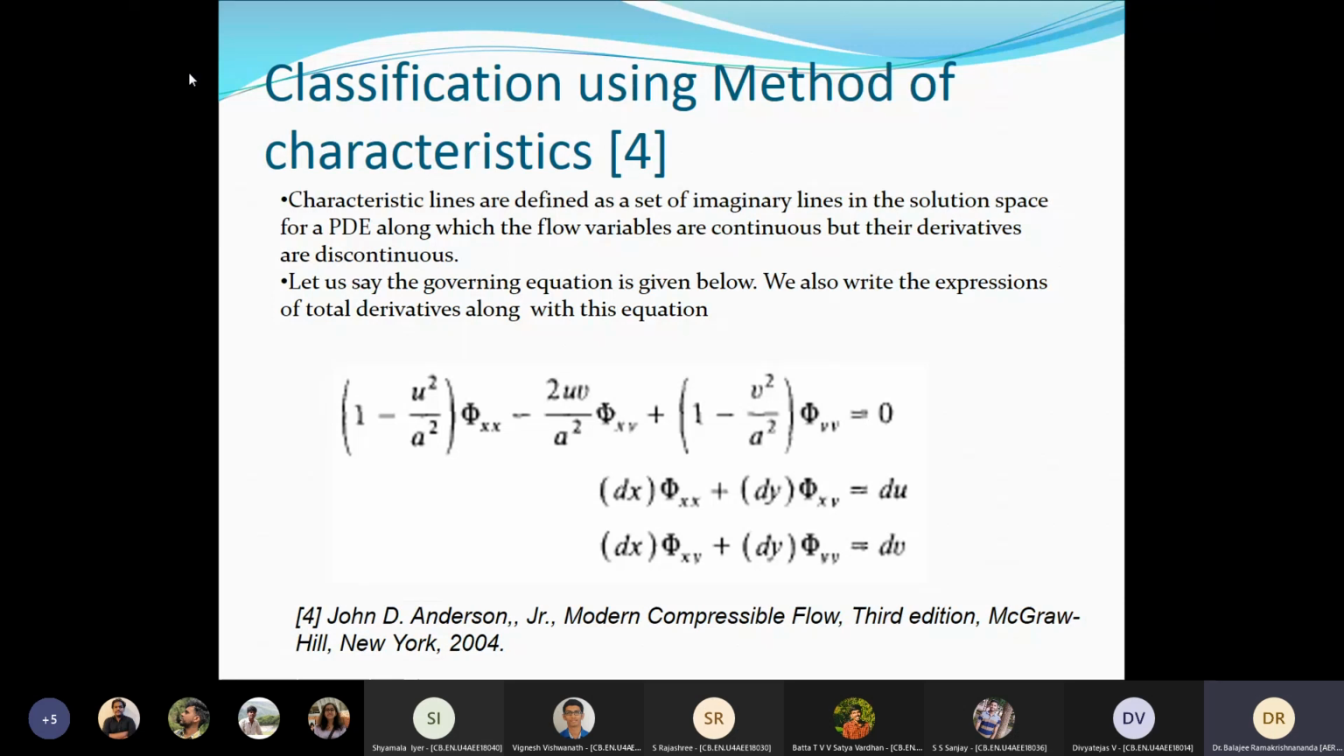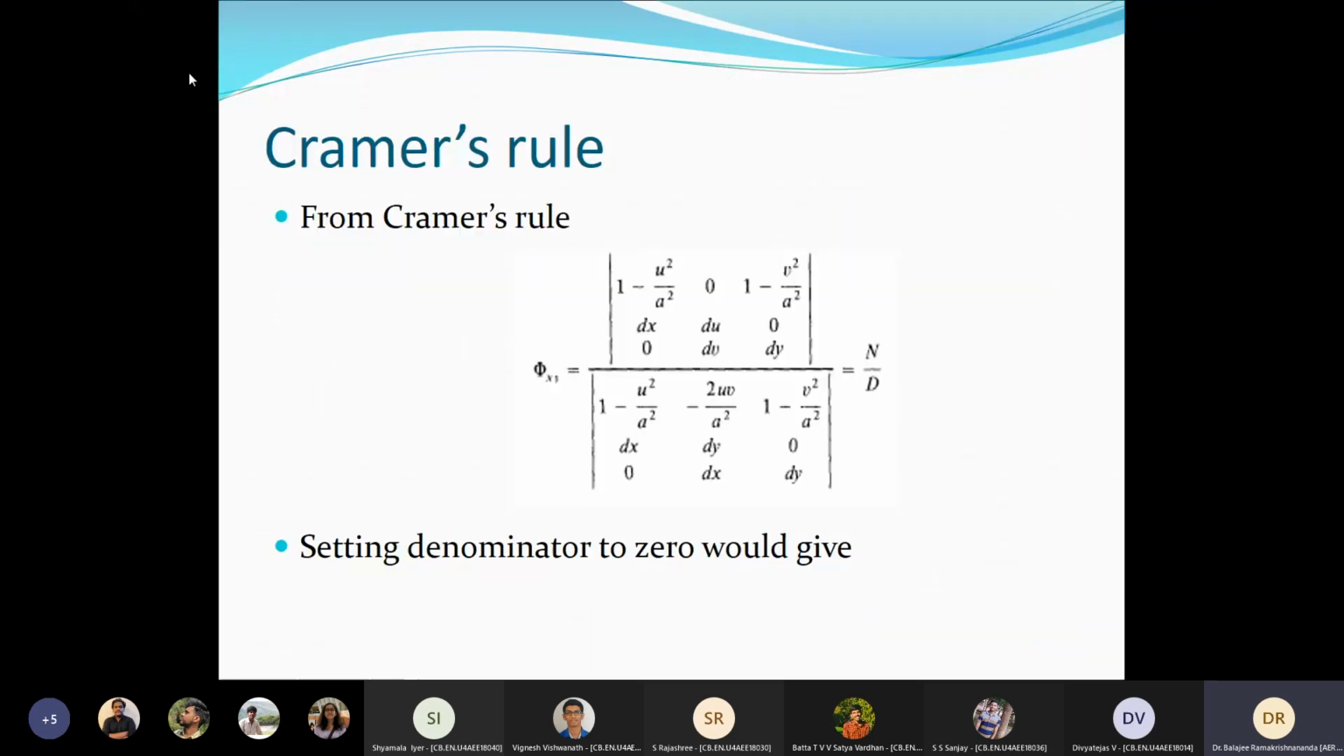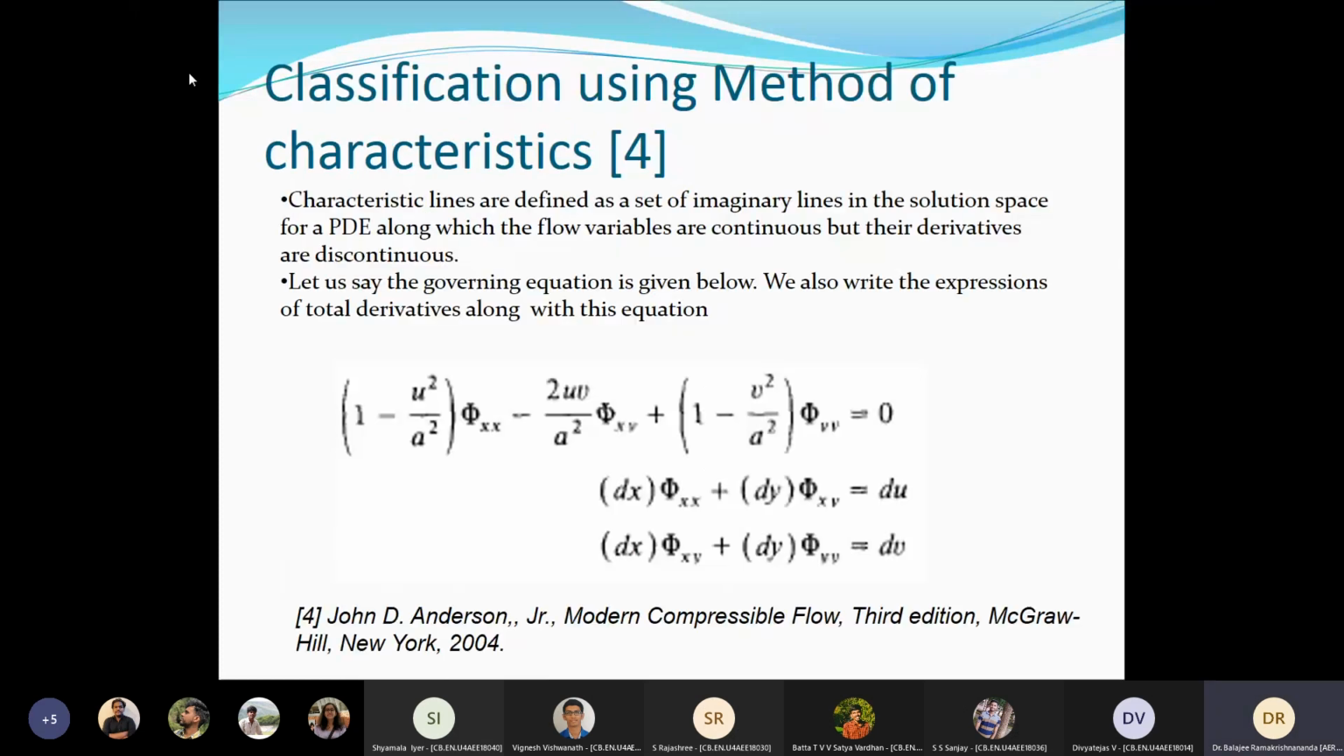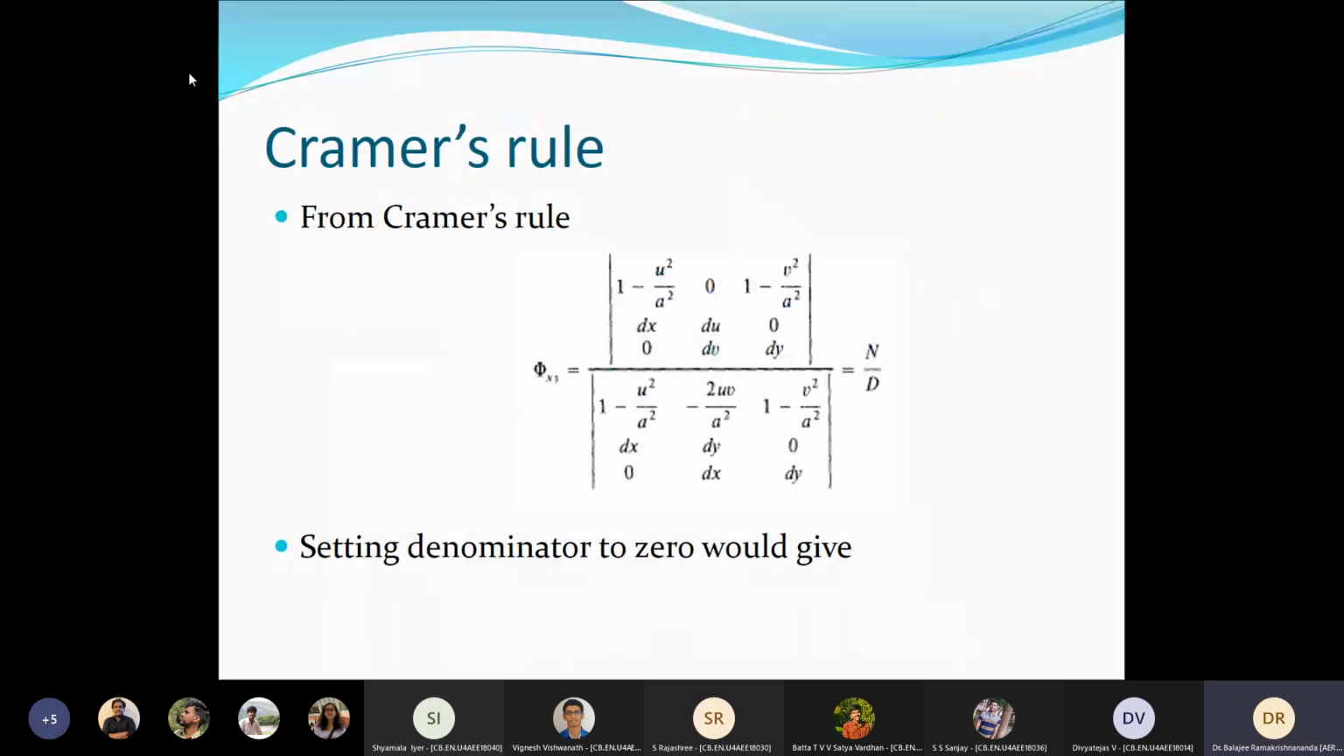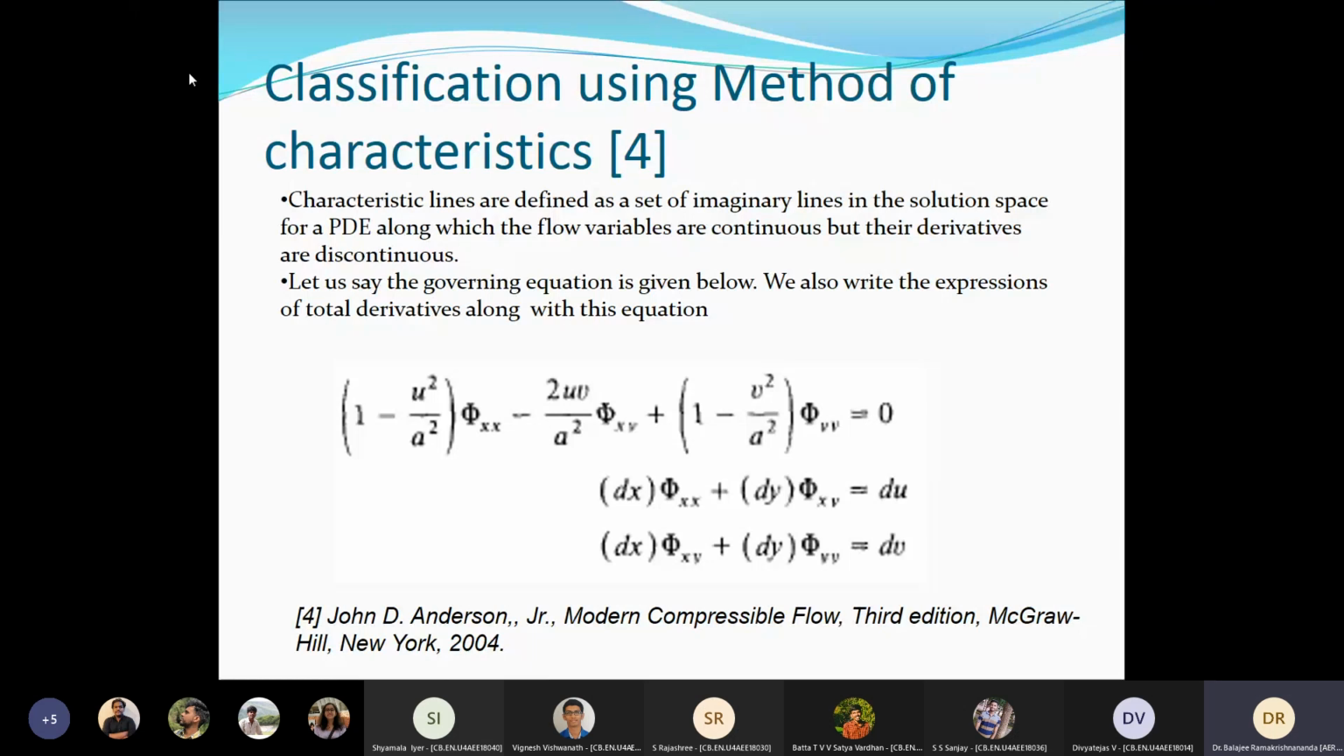If you want to solve the system of equations for one variable, phi xy, you will get this by Cramer's rule. Cramer's rule says that whatever matrix you get, it's the denominator. This is the matrix on the left hand side into phi xx, phi xy, and phi yy. So when you solve for phi xy, the middle column, the coefficient of phi xy, is replaced by the right hand side 0, du and dv.